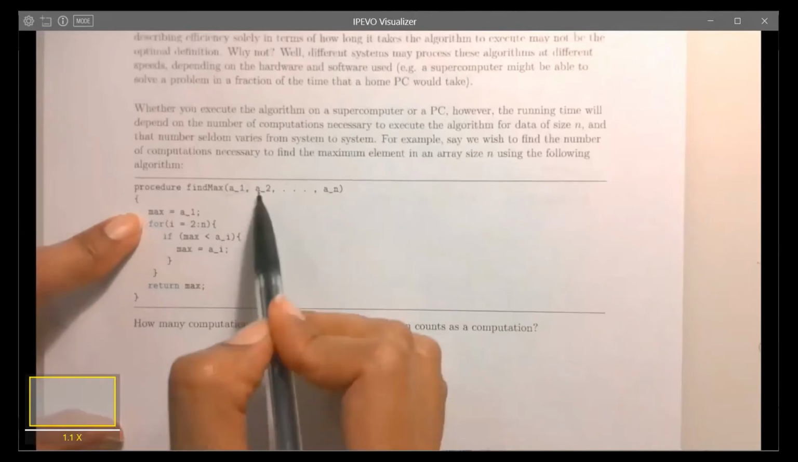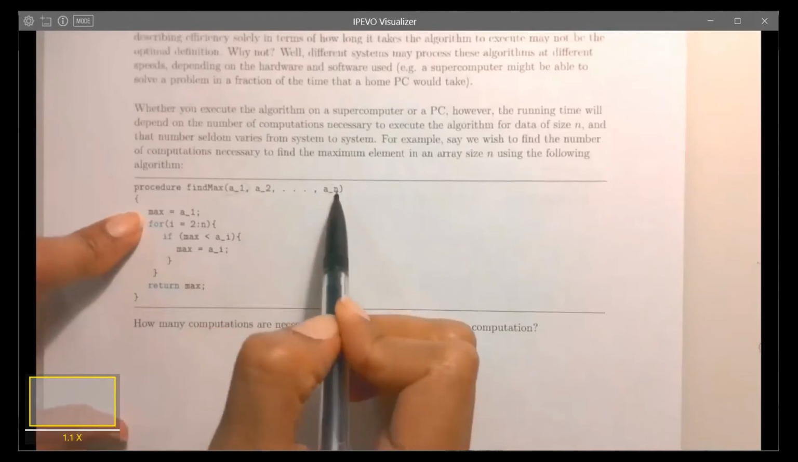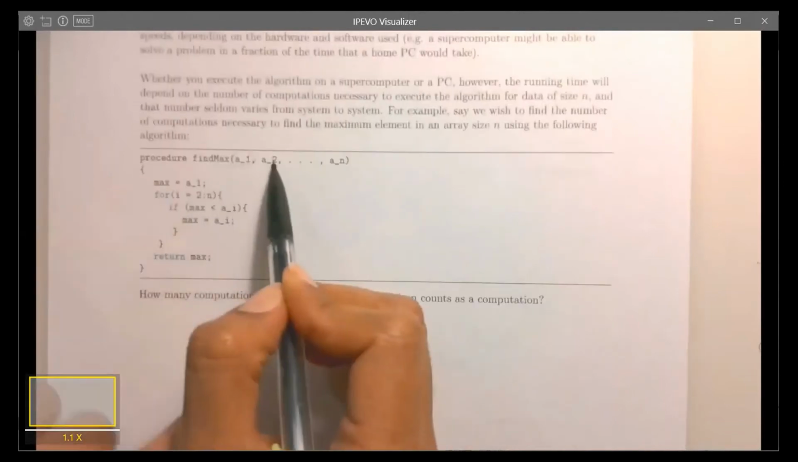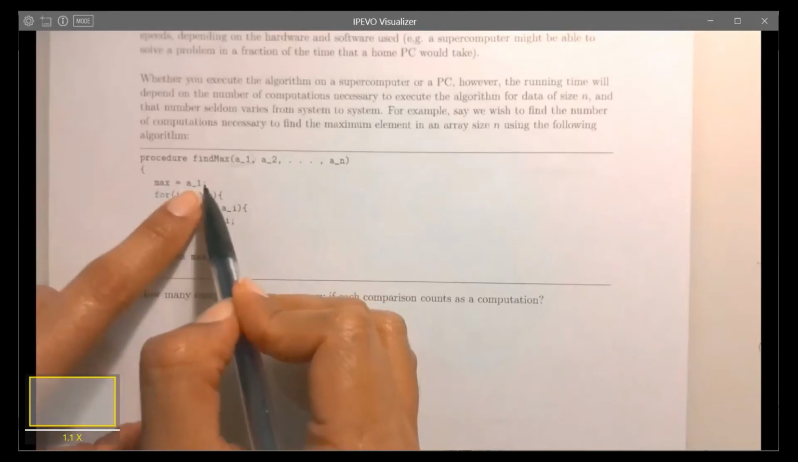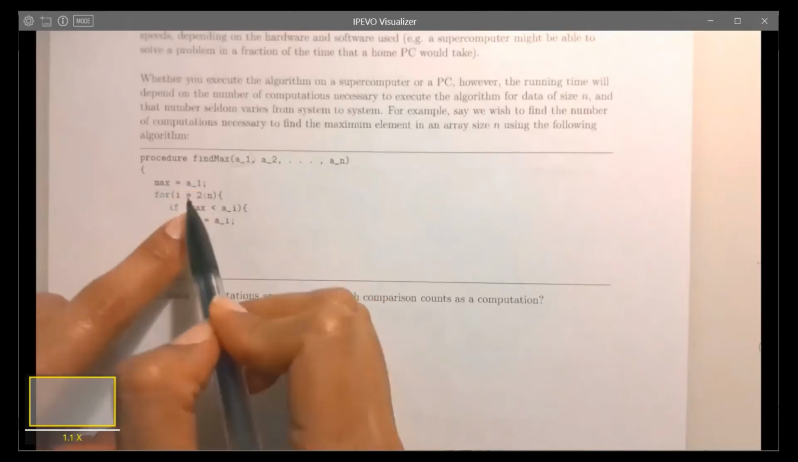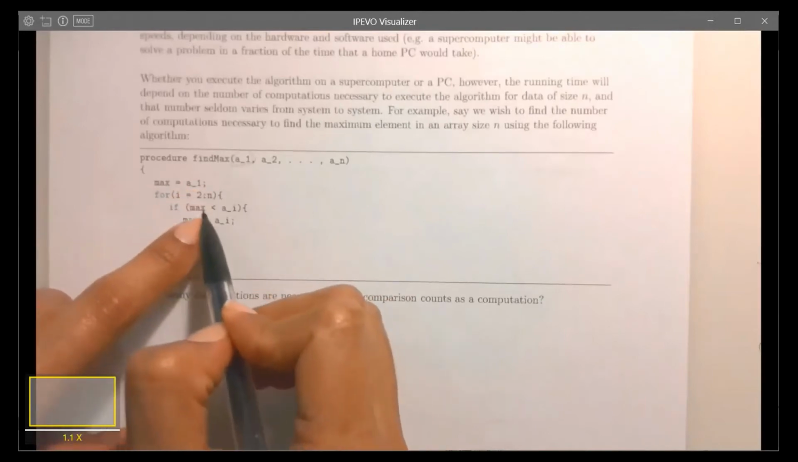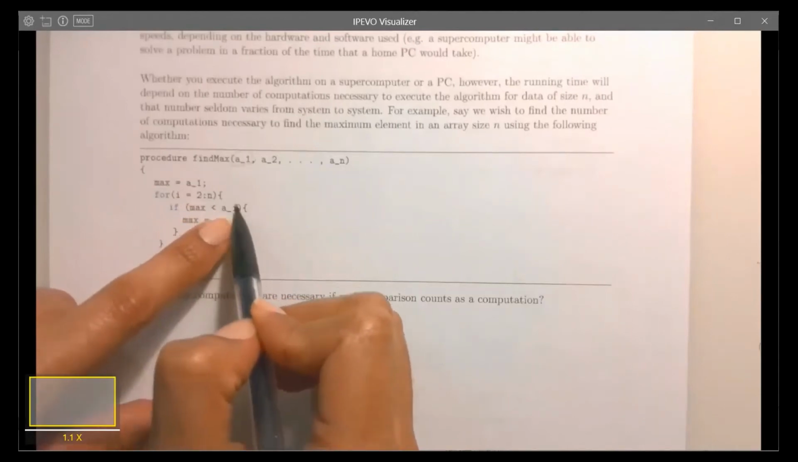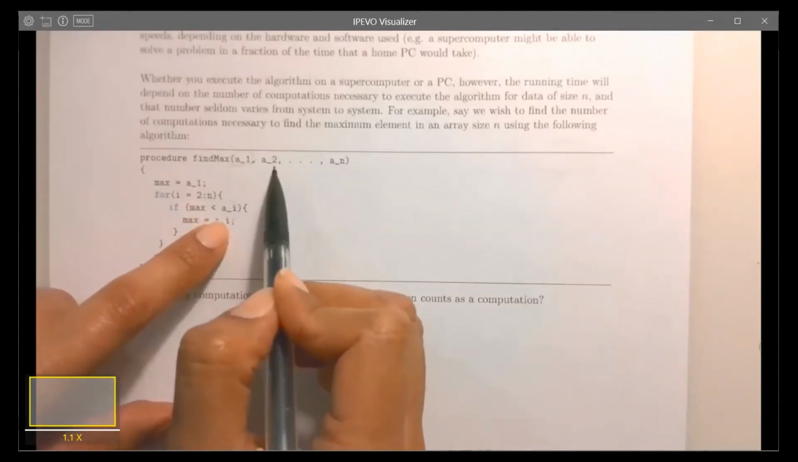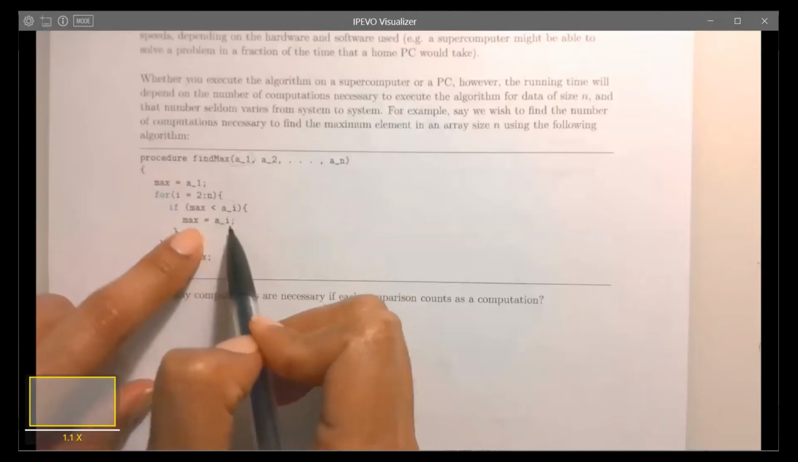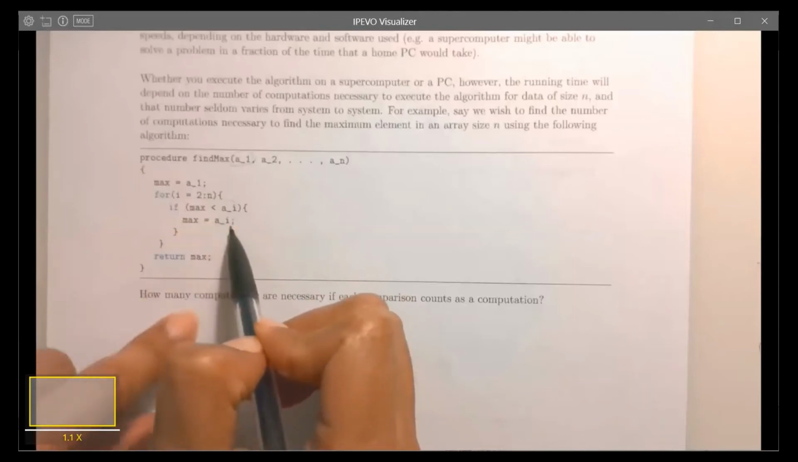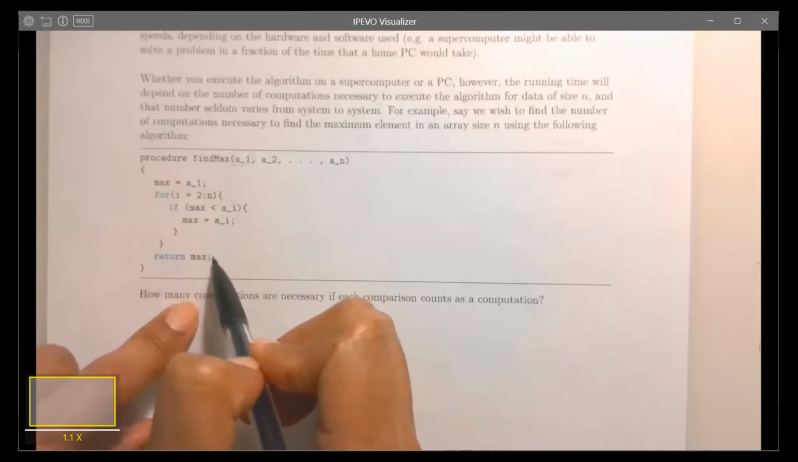From there, we iterate through the rest of the elements and compare their value versus what we currently believe is the maximum value. So for i equals 2 to n, if the maximum is less than the current value that we're considering, then we're going to update the max to be the current value, and then finally return the max.